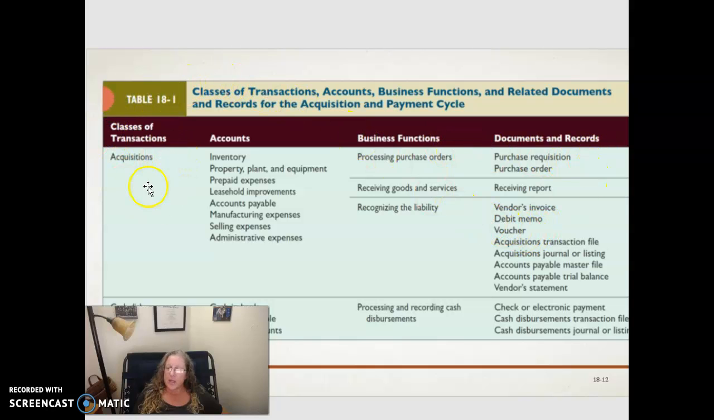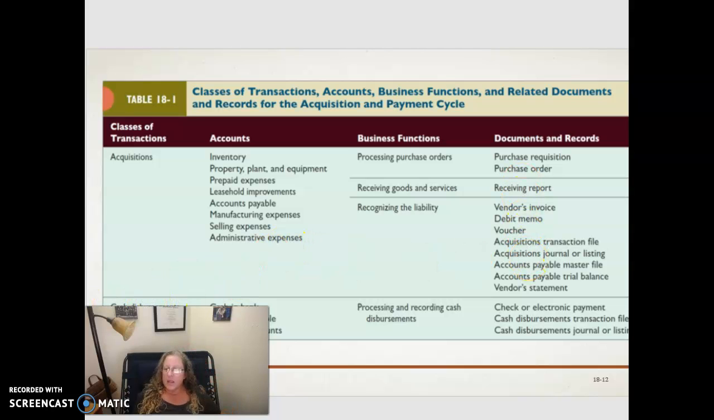So for example, under acquisitions, we have inventory, property, plant, and equipment, prepaid expenses, leasehold improvements, accounts payable, manufacturing expenses, selling expenses, and administrative expenses. The business functions for this one are processing purchasing orders, receiving goods and services, and recognizing the liability. And then here is a list of the documents and records that you might want to review.